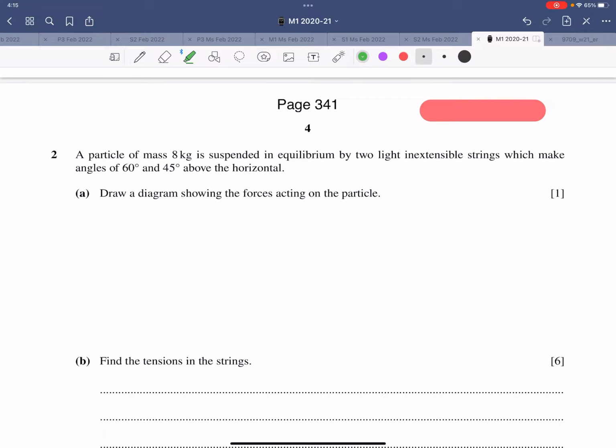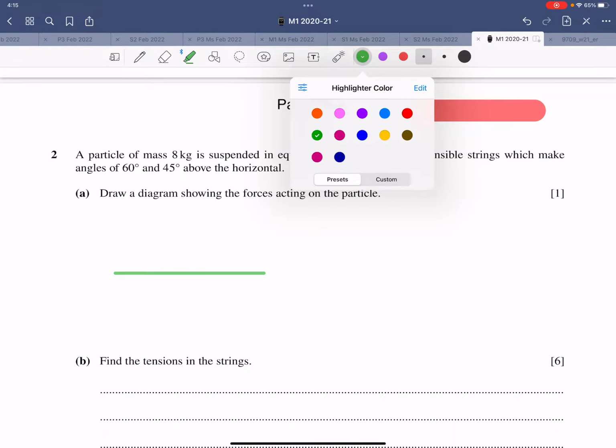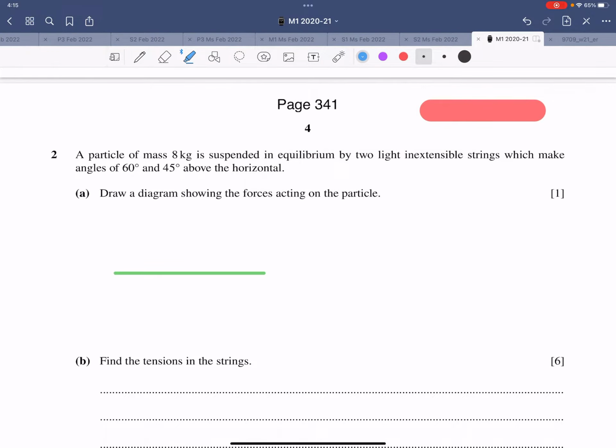So let me draw a horizontal, and then the first force, the first tension, is like this, making an angle of 60 degrees. The second one makes an angle like this, and the weight of the particle is acting down. Have a look. This is 8g Newton. Let's label the left one as T1 and this one as T2. T1 is making an angle of 60 degrees, T2 is making an angle of 45 degrees, above the horizontal. So this is the horizontal.